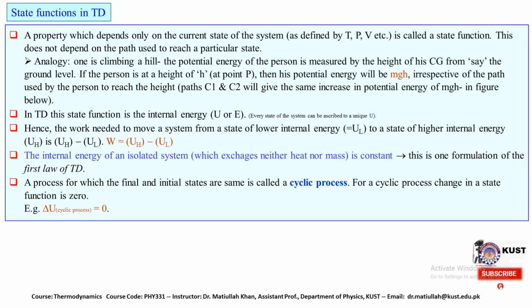There are some state functions which are frequently used in thermodynamics, and these state functions describe the state of the system. For example, in thermodynamics, a state function is the internal energy, represented by U. A state function is a property which depends only on the current state of that particular system, and does not depend on the path used to reach that state. That is why we call it a state function. A process for which the final and initial states are the same is called a cyclic process, and for a cyclic process the change in the state function is equal to 0.